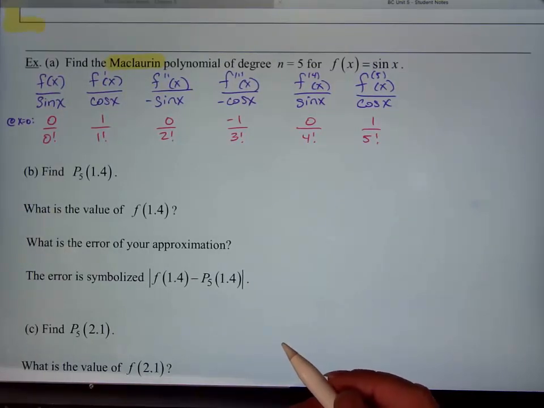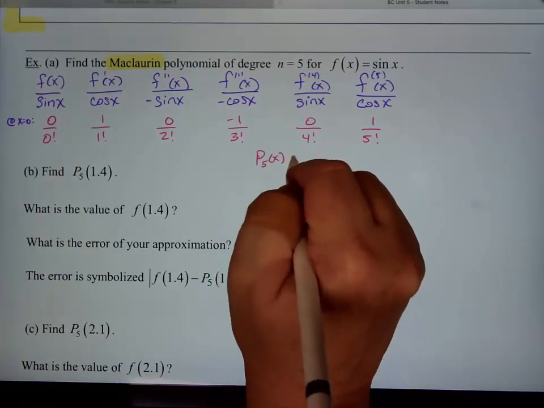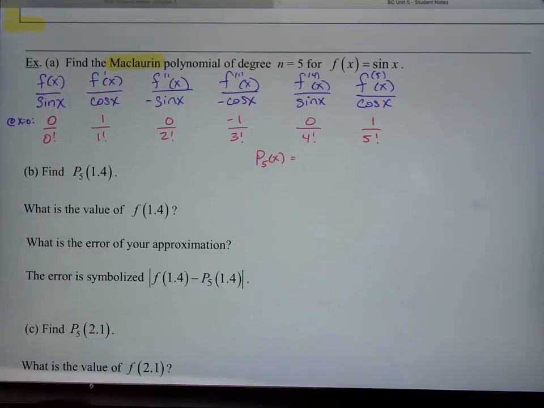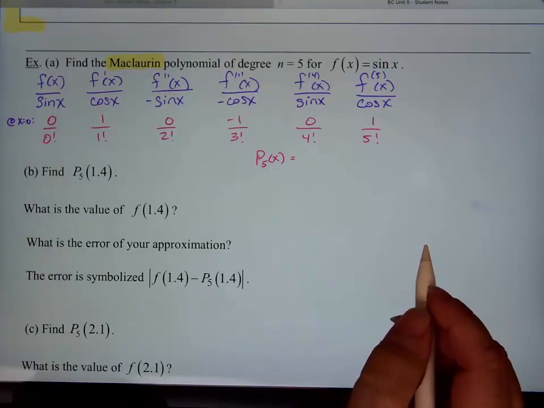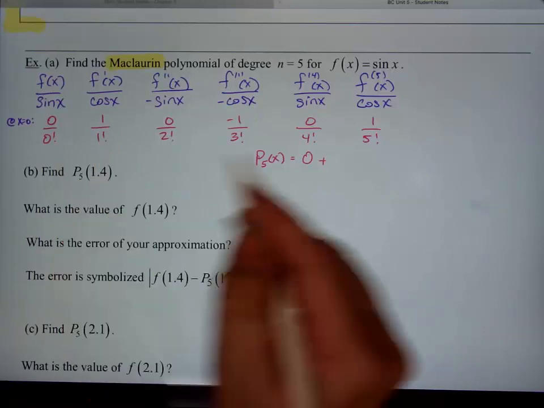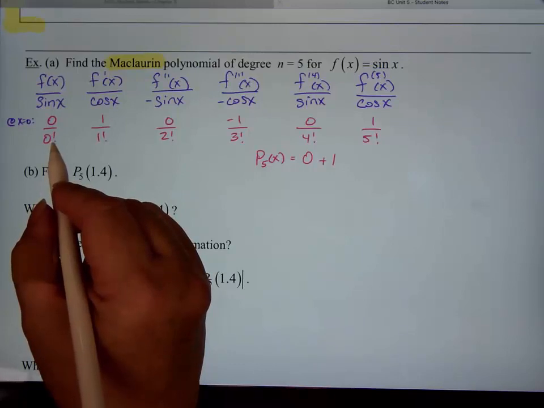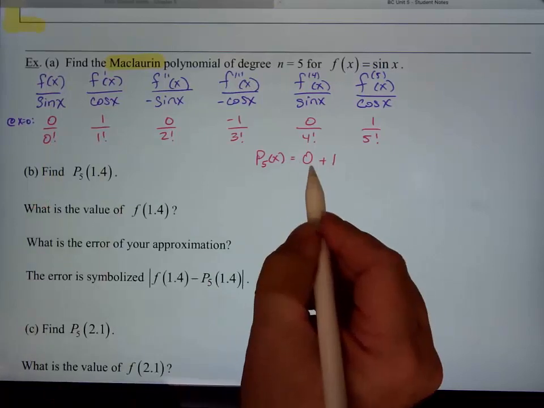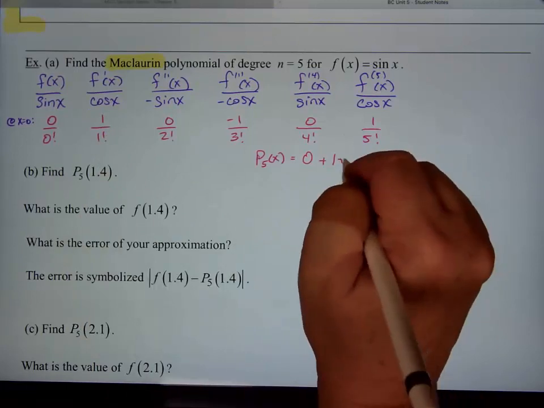Now, to write our polynomial, we write P5 of x. Why the 5? Because I went out to the 5th derivative. What does 0 over 0 factorial reduce to? 0. Plus 1 over 1 factorial is 1. Now, this 0 factorial also tells me how many x's it gets, and since it's 0, I didn't put an x on the 0. However, this is a 1 factorial, which means it gets x to the first.